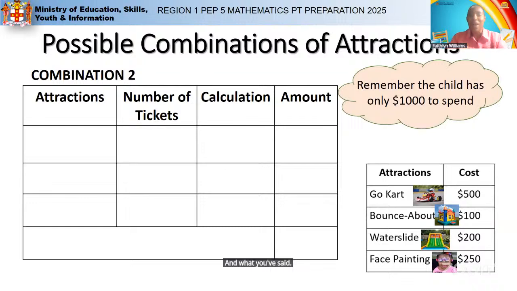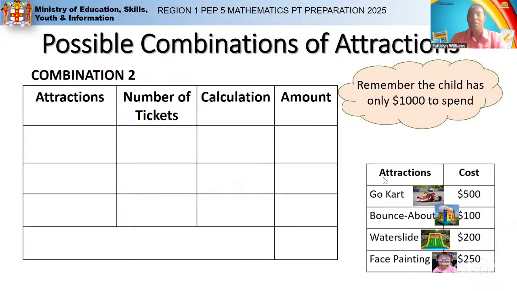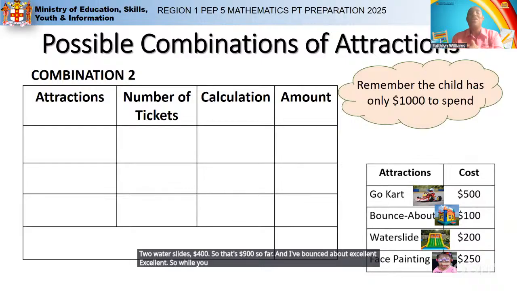Awesome. So let's look at that. One go-kart, which is $500. New Day, close your mic already. Two water slides, $400. So that's $900 so far, and a bounce about. Excellent. So while you're choosing your attractions, you must be looking at the cost. Thank you so much for that.